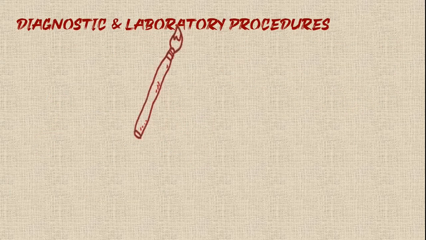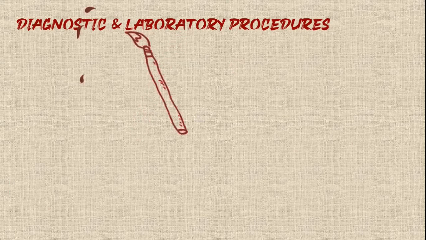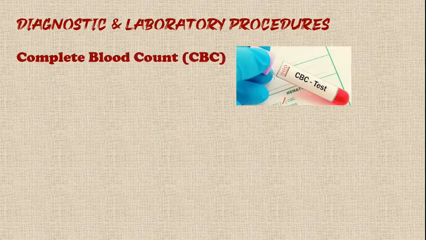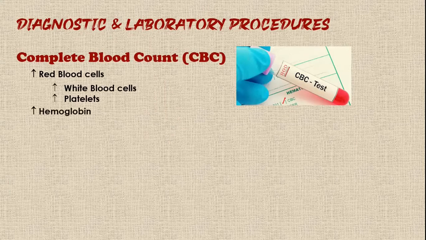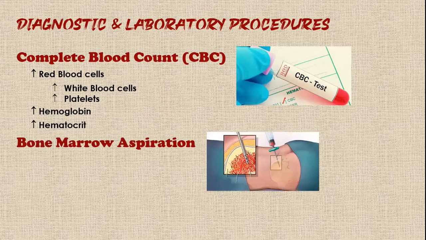What are the diagnostic and laboratory procedures for polycythemia? Complete blood count. This will show an elevation of red blood cells, also elevation of white blood cells and platelets, elevation of hemoglobin, and elevation of hematocrit. Bone marrow aspiration and biopsy may also be ordered as confirmation for polycythemia.